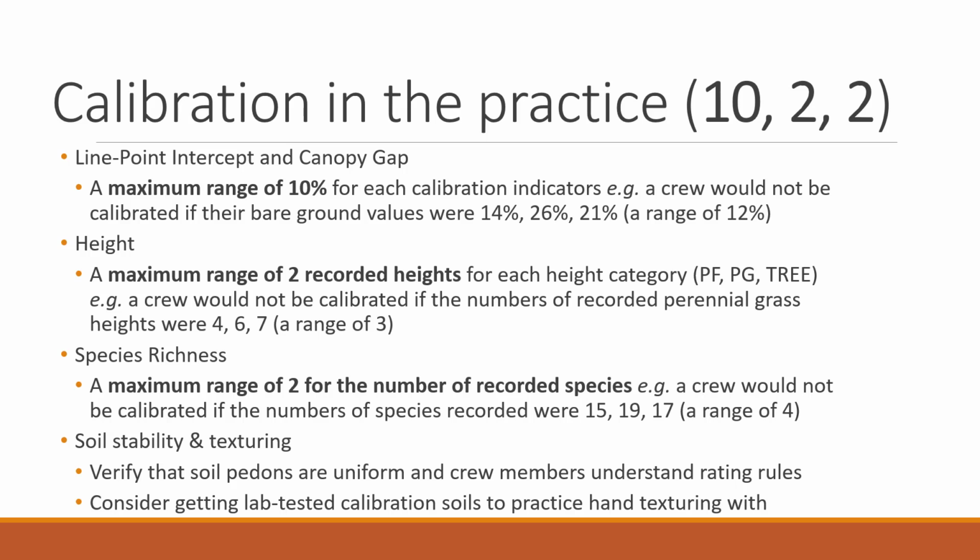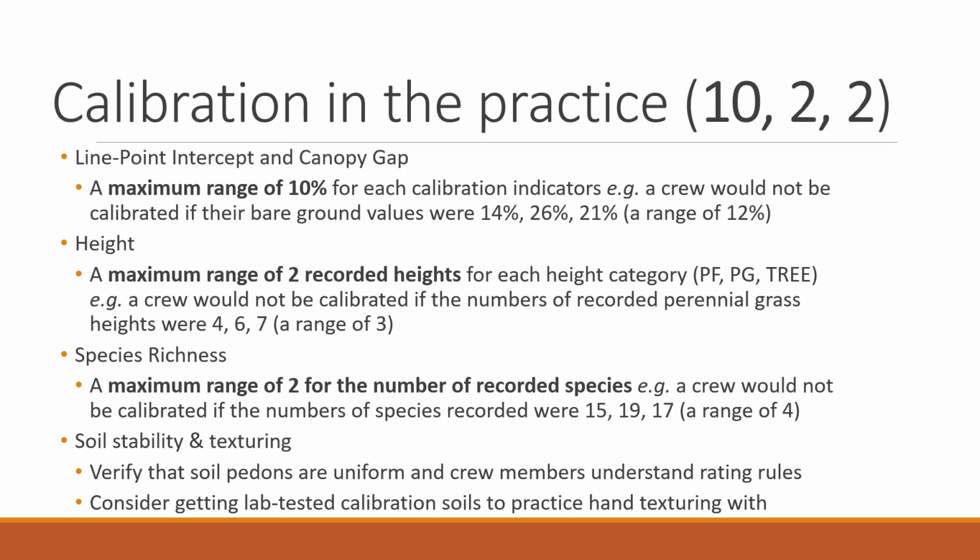For instance, if a crew has 14%, 26%, and 21% for bare ground, they would not be calibrated for bare ground and would need to do the entire LPI method again. For height, the crew needs to be within a count of 2 to be calibrated. Height calibration is not how tall the plant is, it's counting how many times height was measured on the line.